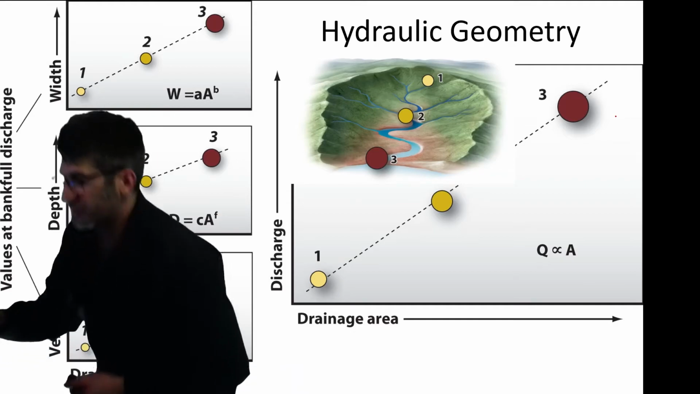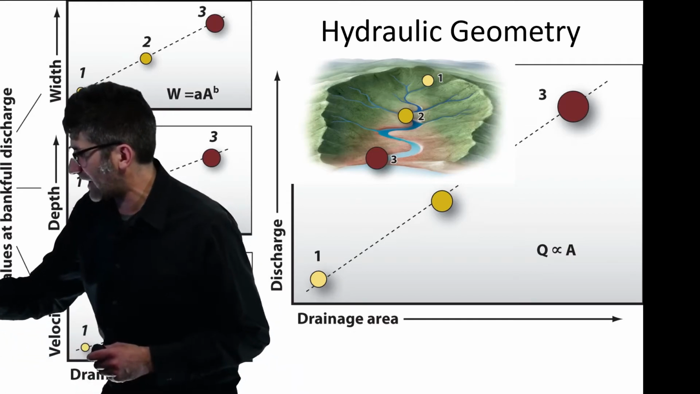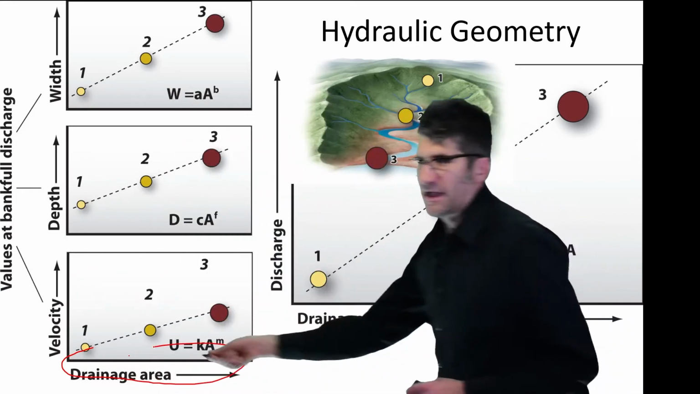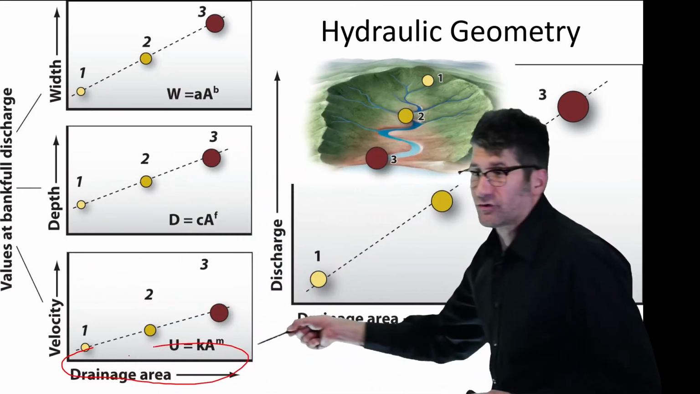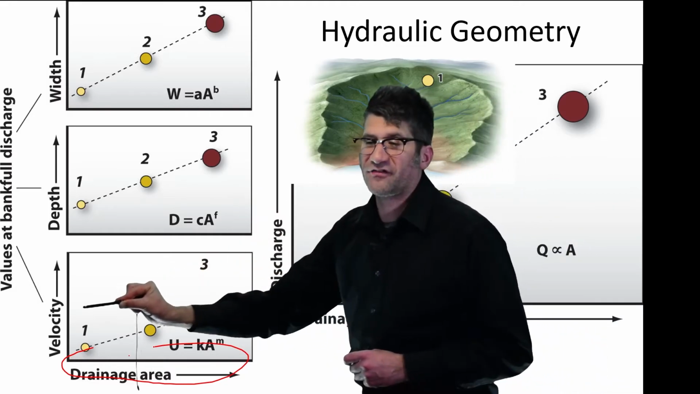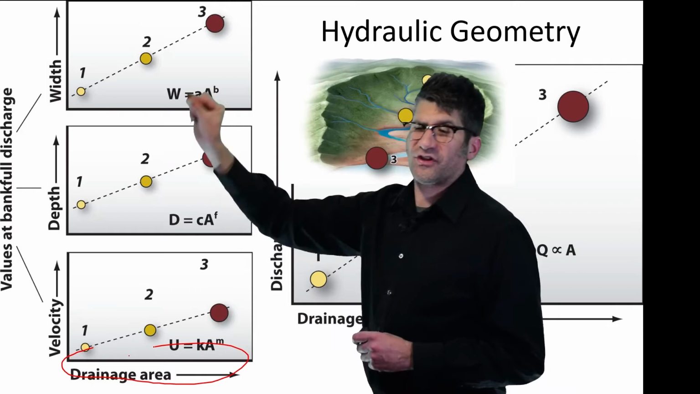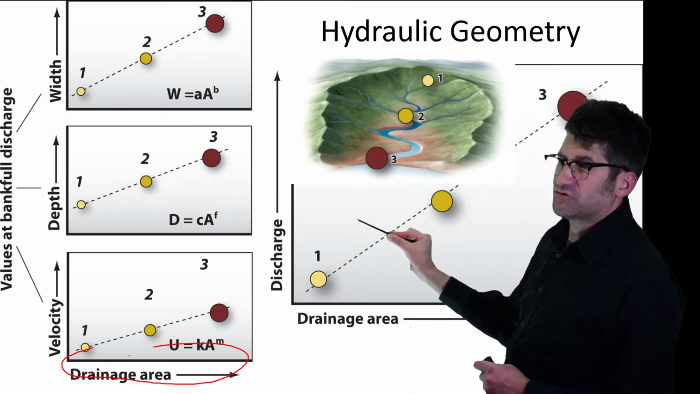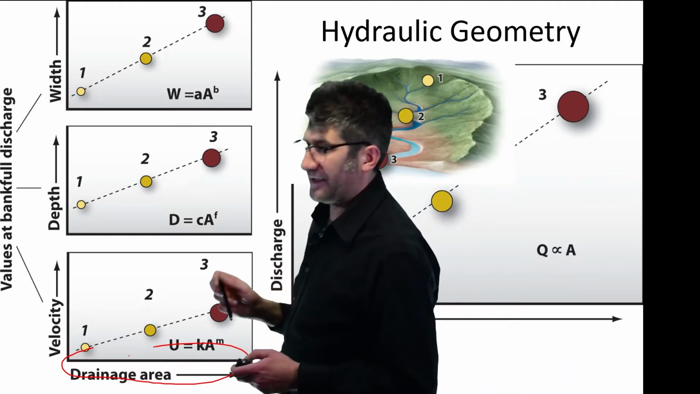So what we're seeing here is we've got drainage basin area on our x-axis on all of these streams. And then as drainage basin area increases, due to the characteristics of the streams, the velocity of the stream, the depth of the stream, and the width of the stream all increase as a function of drainage basin area. So keep that in mind.